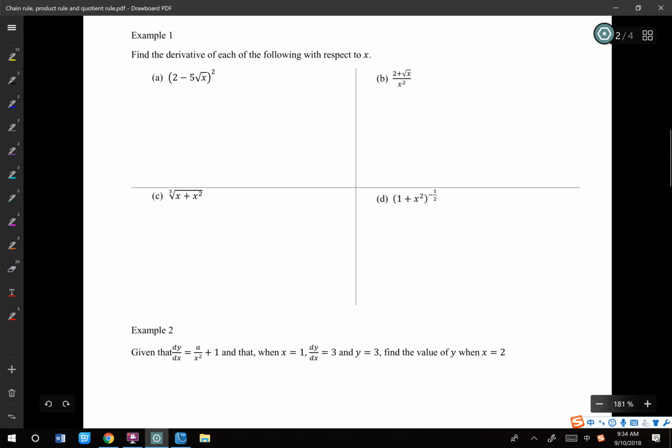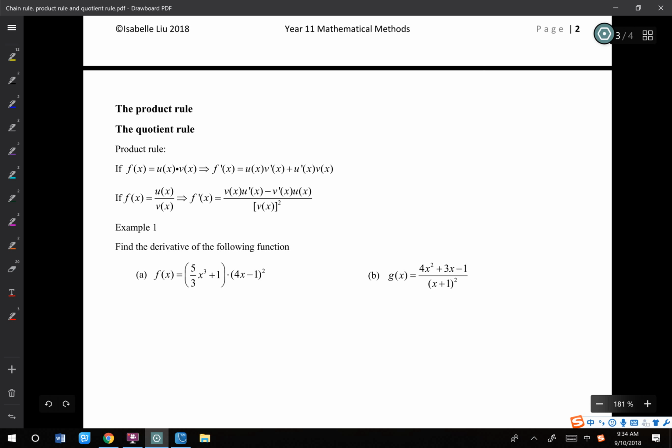After that, for the product rule and quotient rule, I'll provide you some extra worksheets, because they're involved in Year 12 and the Year 12 books don't have suitable questions. So I will give you some worksheets to practice. But for the first three exercises, you can use the textbook you have now.